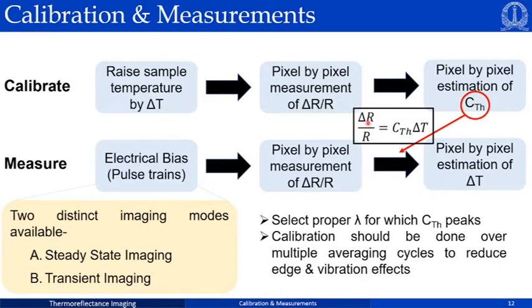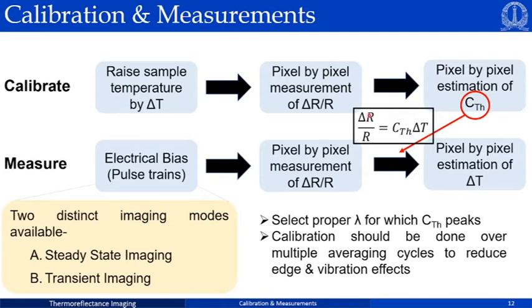So you have a pixel by pixel value of delta R by R, and you have a value of delta T. So you get a pixel by pixel estimation of CTH. So you get a map of CTH for XY values. Okay, so now that you have the CTH value by this measurement flow, you need to measure actual temperature rise during a practical stress condition.